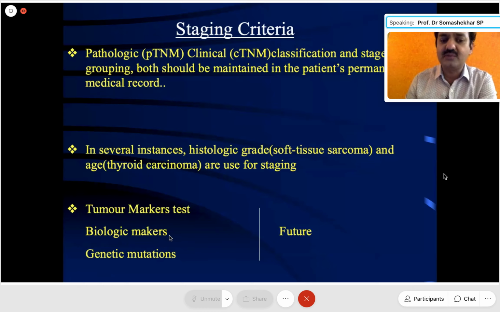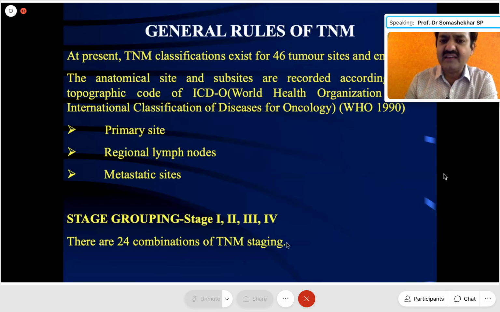If you do Oncotype and there is a low genomic biological profile, then even if they are stage 3 carcinoma breast, they are treated and staged as stage 1. In testicular malignancy, germ cell and ovarian tumors, tumor markers are incorporated into the staging. Now, the main ICD, WHO put it into primary site, regional nodes, metastasis.